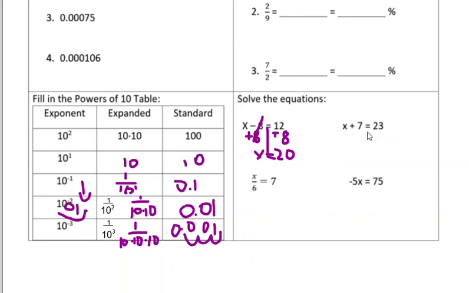The next one, x plus 7 equals 23. I'm going to draw the line showing that what I do to one side, I have to do to the other. And we're going to say, okay, well, x and 7 are adding, so the opposite of adding would be to subtract. So 7 minus 7 is 0. 23 minus 7 would give me 16.